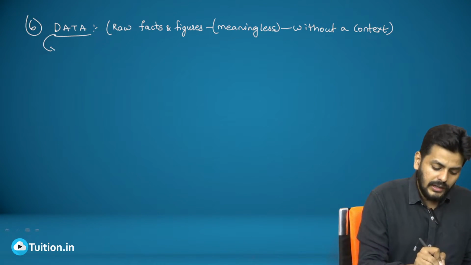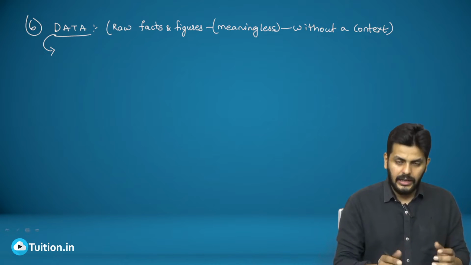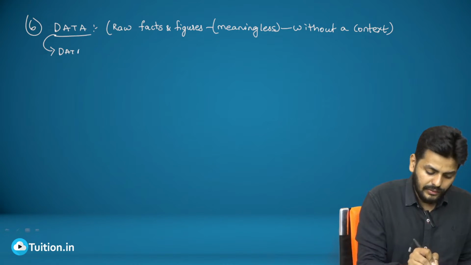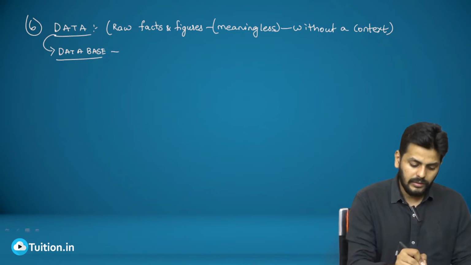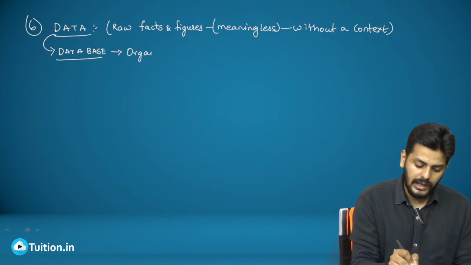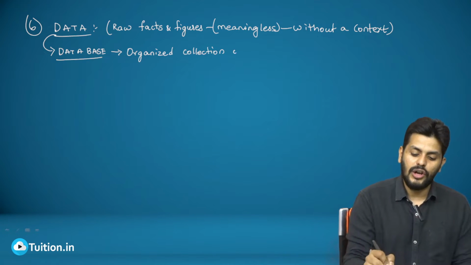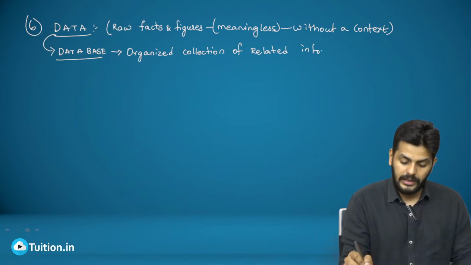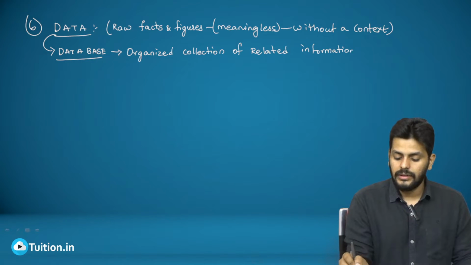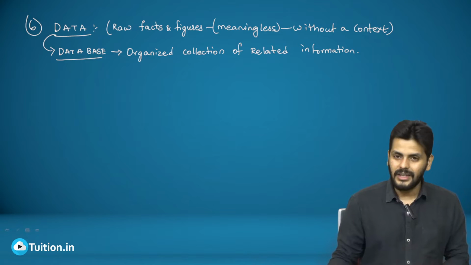Then when you put this data into one particular place, or it is located in one particular area, that's what makes it a database. A database is a collection of all the data in one place. You can simply write one more definition for this: it's an organized collection of related information. All related information, if you are putting it in one place, is what is called a database.